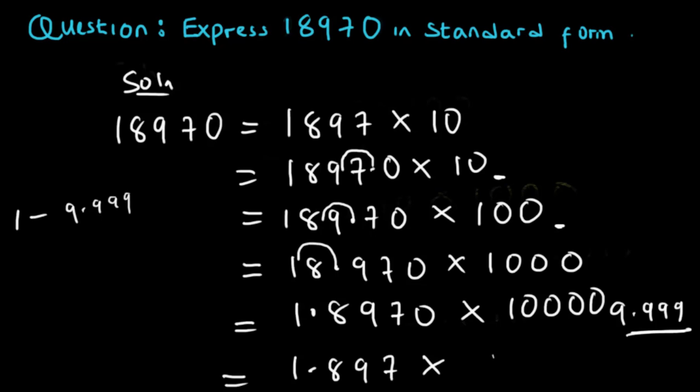So we'll be having 1.897 times 10 raised to power, how many zeros do we have? We have 4 zeros. So 10 raised to the power 4.